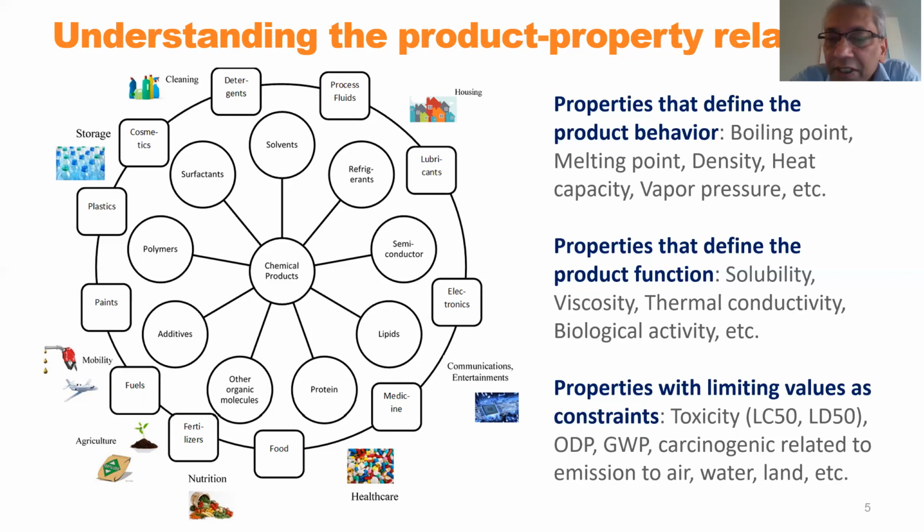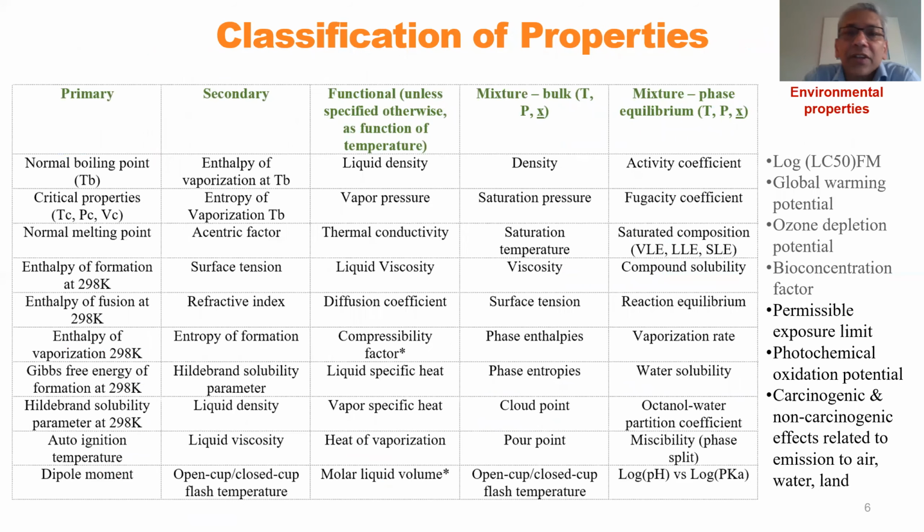And then, as we have seen, chemicals can have harmful effects. And so those harmful effects are also modeled or listed, classified in terms of their toxicity, ozone depletion potential, global warming potential, carcinogenic, and so on. So we classify the properties into these three types, and then we can see for any chemical which property is needed for what function, and then we can design the product. Now, let's see what the properties are.